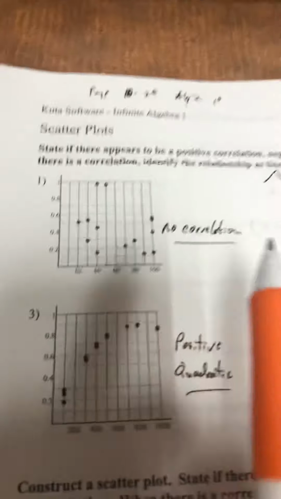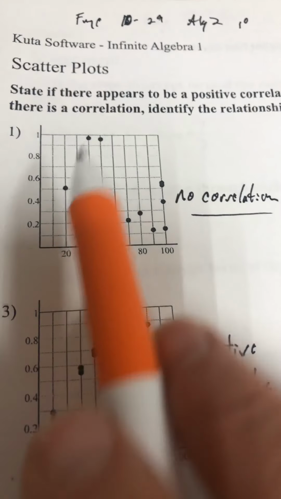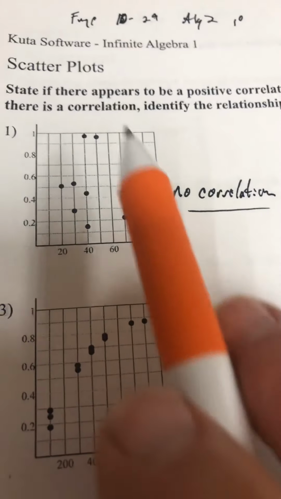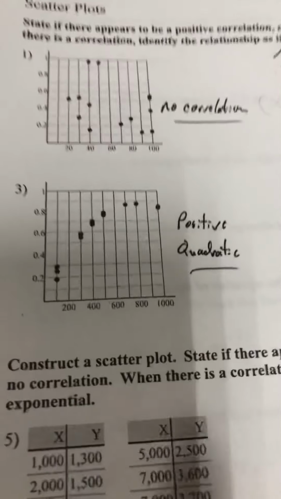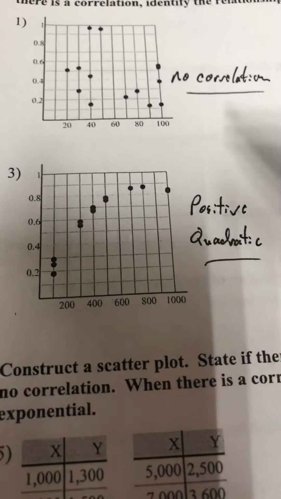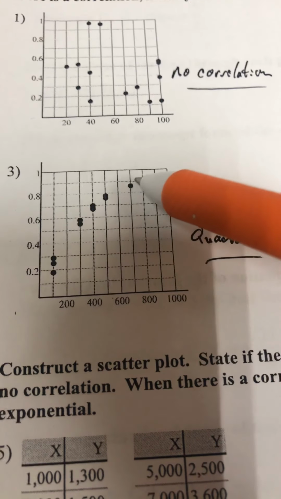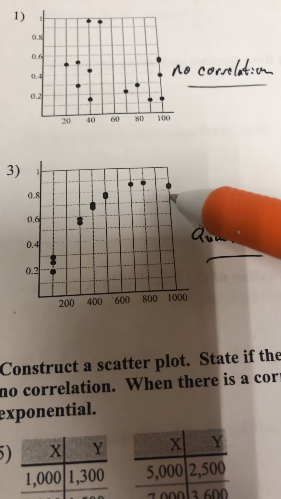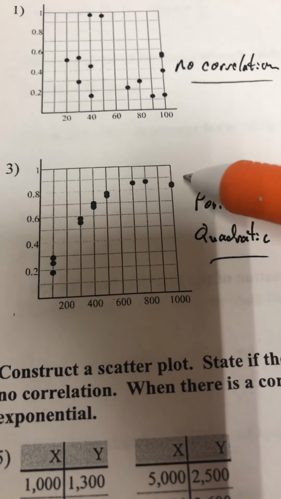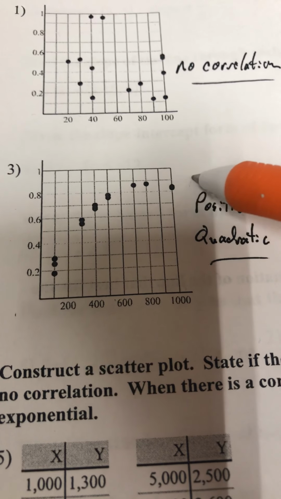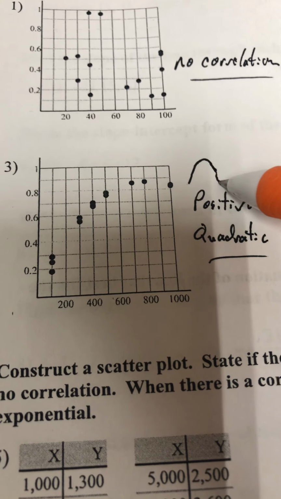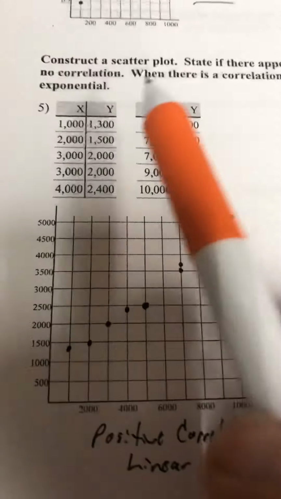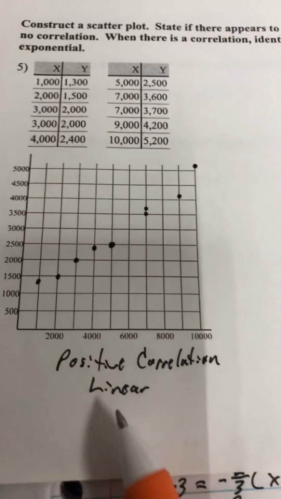Okay. So right here you have no correlation. I mean, I can't figure out any line that fits as the best fit for those points. This is going to be positive and it's quadratic. It's positive, but it starts to drop. It doesn't go flat or anything, but it kind of gives the impression that it's going to continue to go down like that. So quadratic on that one. Number 5, this is going to be positive correlation and it's linear.